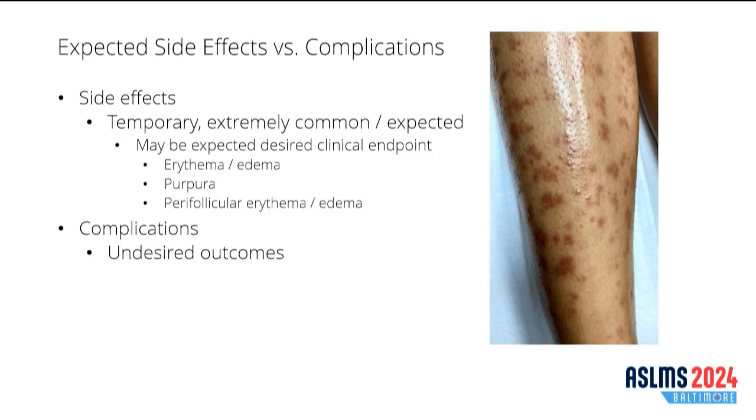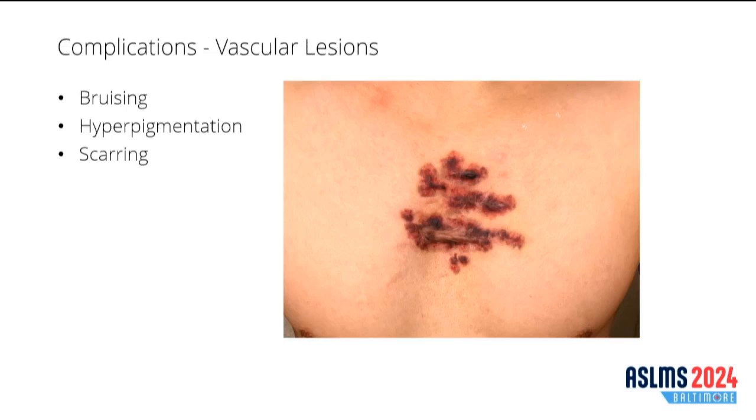However, some of these side effects, if they become severe enough, can turn into complications. So when treating vascular lesions, complications such as bruising, hyper and hypopigmentation, as well as scarring may occur. Although purpura is common and expected with the use of pulse-dye lasers, it generally fades after 7 to 10 days.